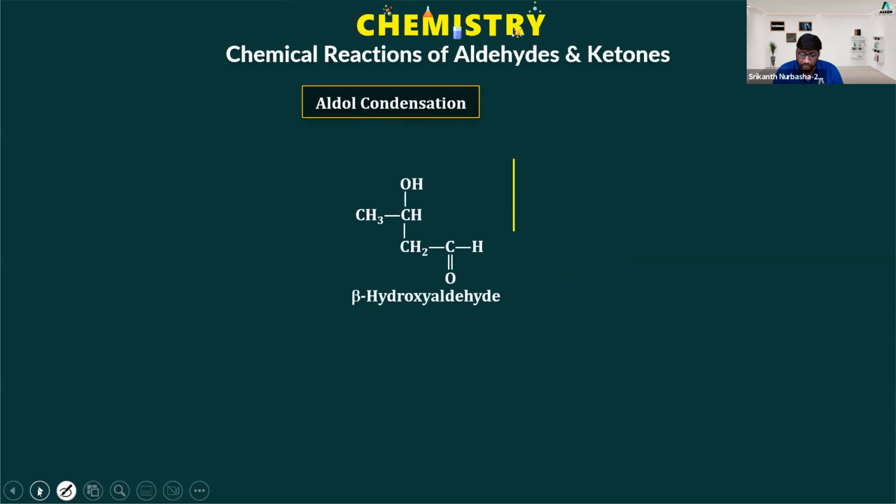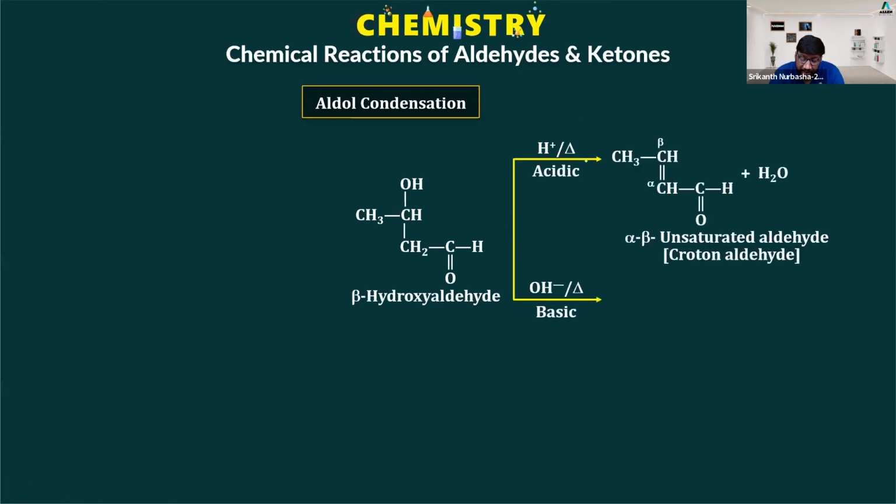If you heat the aldol in acidic medium or basic medium, the OH will be removed and a hydrogen is removed, such that you form a double bond. The double bond that is formed should be in conjugation with C double bond O. So in acidic or basic medium, you can heat CH3 CHOH CH2 C double bond O H, a beta hydroxyaldehyde. Whenever it is heated, it will form the respective alpha beta unsaturated aldehyde, also called crotonaldehyde, CH3 CH double bond CH C double bond O H.